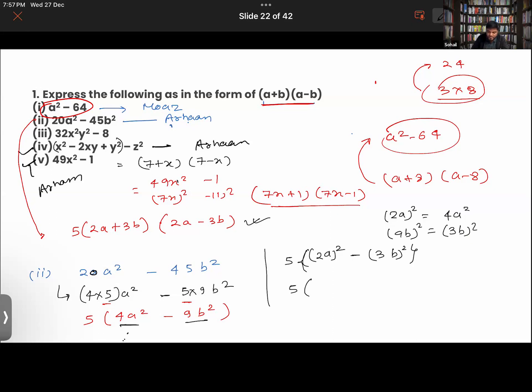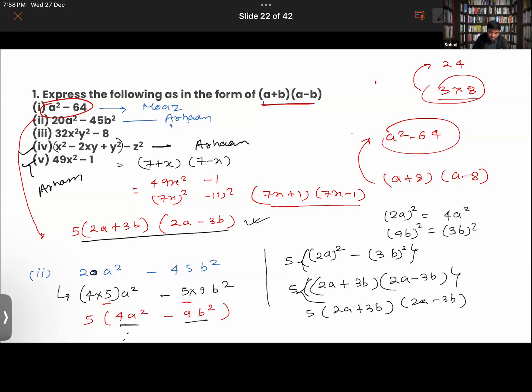So now this is in the format of a square minus b square. So simply what do we have to do now? 2a plus 3b and then 2a minus 3b. Getting it now? Yes, sir. This is the answer that Arhan got, and this is correct. Very good.